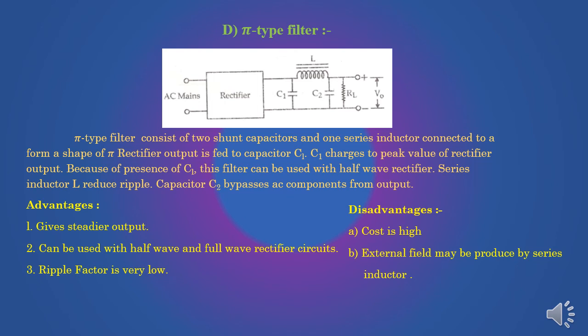Now the advantages of this filter are that it gives a steadier output which can be used with the half-wave rectifier as well as the full-wave rectifier, and its ripple factor is very low. And there are some disadvantages, that is its high cost, and it can produce an external field.